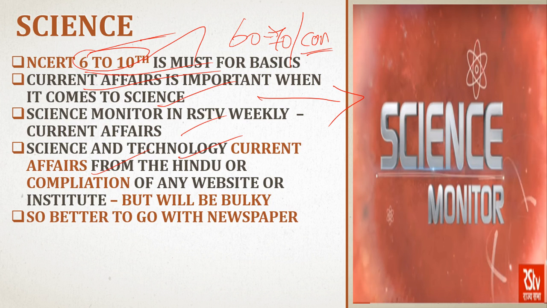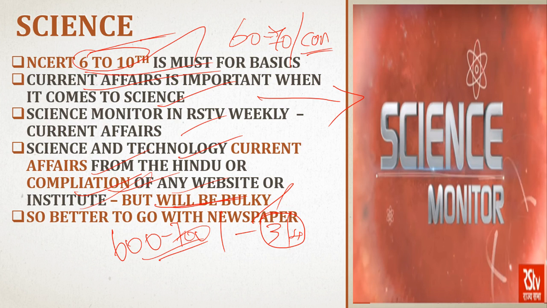But if you think that no, I am not familiar with the newspaper, then you can go for a compilation from any website or any institute, but that is going to be bulky, because I see many institutes giving a lot of material, I would say bulky material, and at the end of the day claiming that these many questions are reflected from our material. So if I give you say 600 or 700 news items, then obviously 3 to 4 will come in UPSC prelims. And even if you go through the newspaper, you have to go through say 500 or 600 news items. Fine. But the difference is you will cover it beforehand. You will not have a pressure.